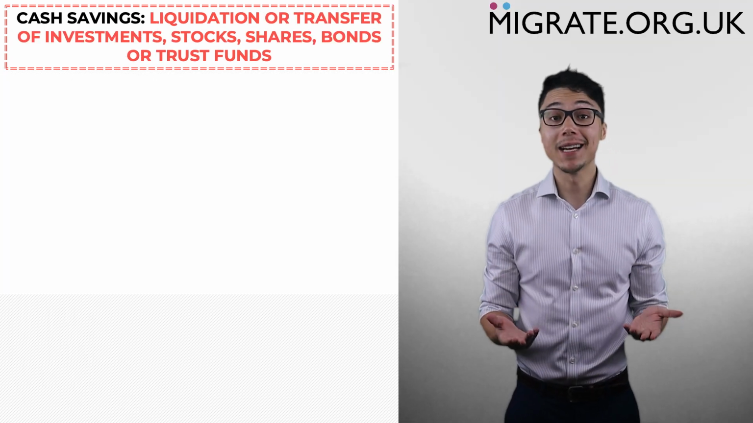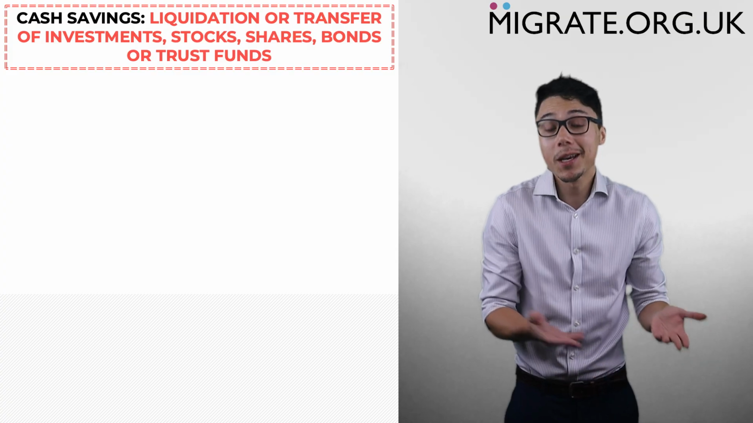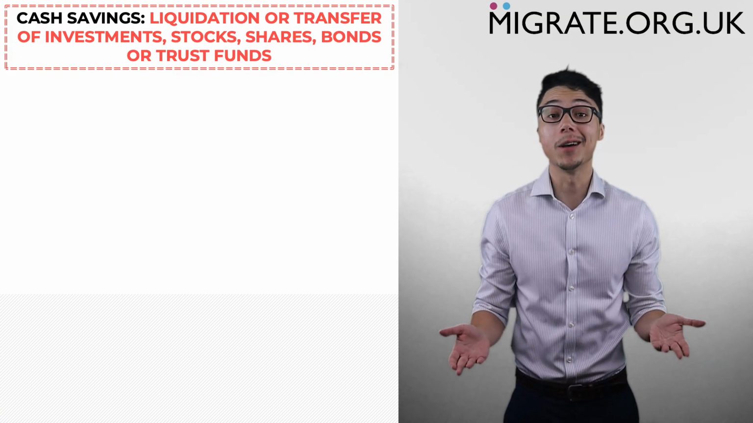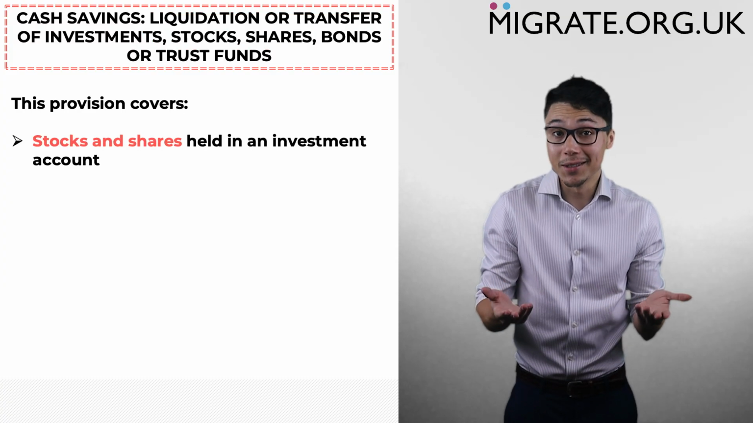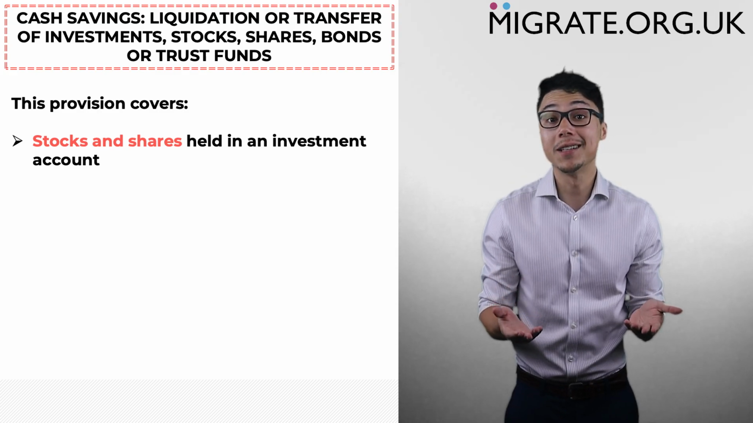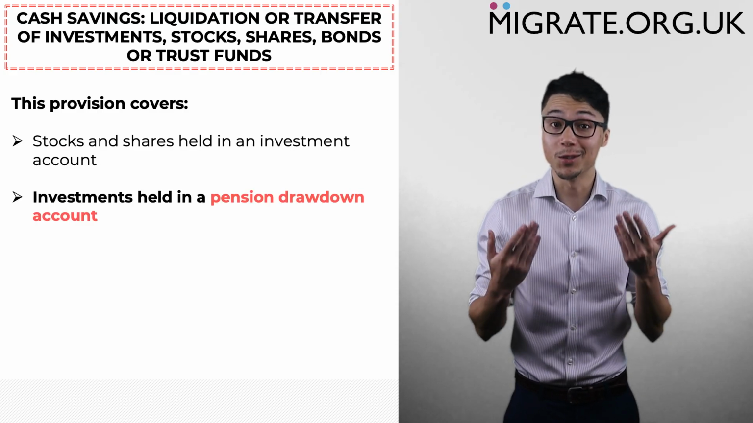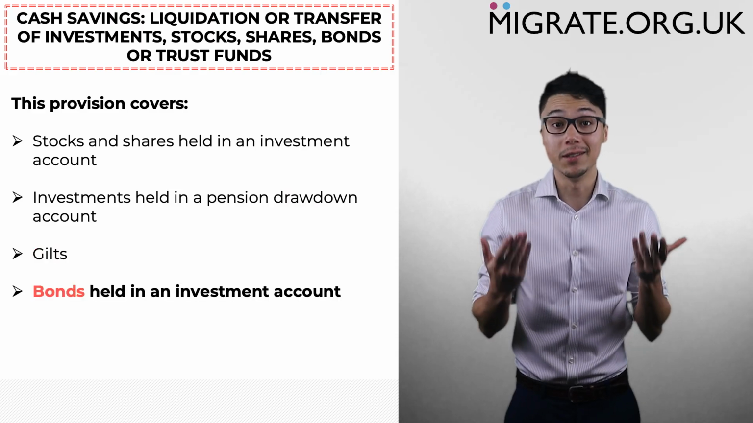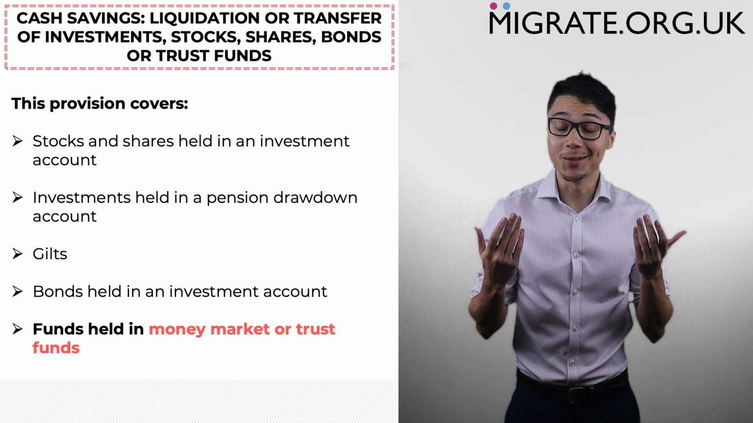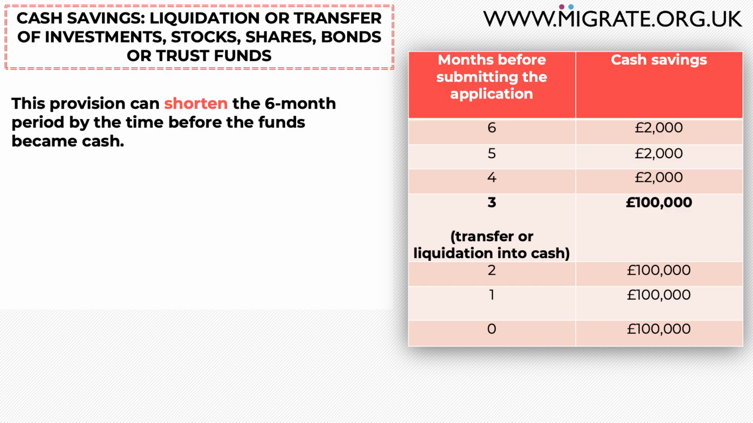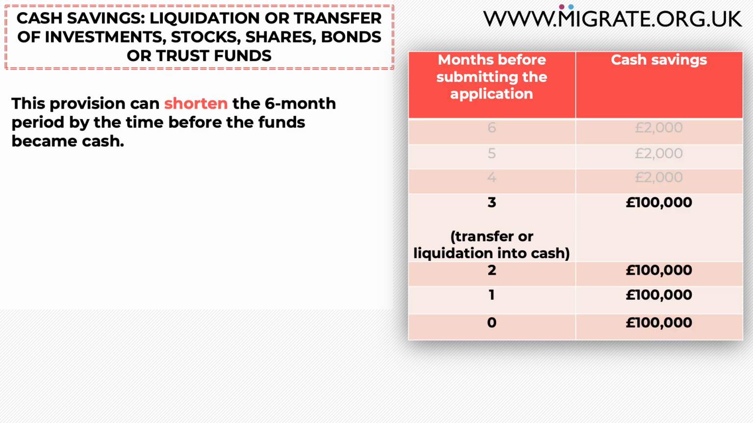The third type covers cash savings held for less than 6 months, but come from selling or moving investments within the past 6 months. So this provision covers, among other things, stocks and shares held in an investment account, investments held in a pension drawdown account, gilts or bonds held in an investment account, and funds held in money market or trust funds. Like property sales, this provision can shorten the 6-month period by the time before the funds became cash. For example, if you held a stock portfolio for over 6 months and received the money in a personal bank or savings account 3 months before applying, you'd only technically need to show 3 months of bank or savings statements.